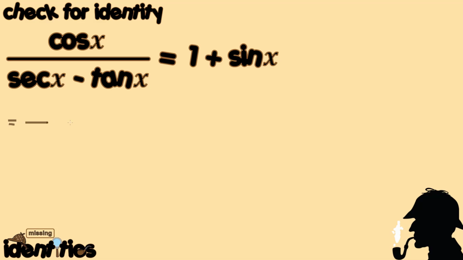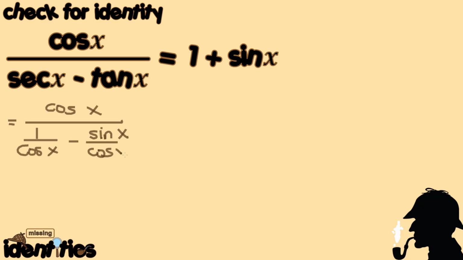Of course, our numerator is still cosine x. It's already simple. Let's stay as that. Secant x is 1 over cosine x, because secant x is the reciprocal of cosine x, minus your tangent x is sine x over cosine x. Okay, so these are the equivalences for secant x minus tangent x.